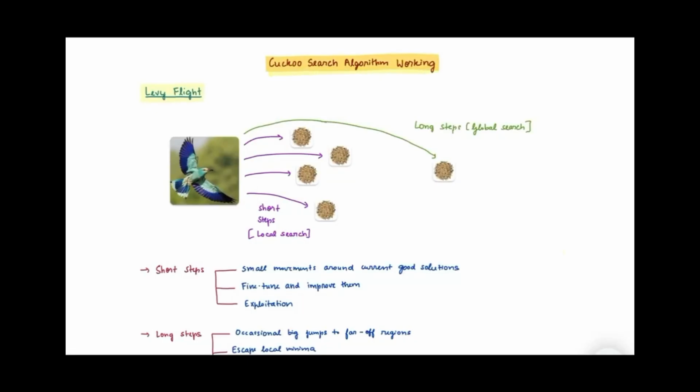Before starting the cuckoo search algorithm, the most important thing to understand is the concept of levy flight. And trust me, once you get this, the whole algorithm becomes super easy. Let's take an example. Imagine you lost your AirPod at home.